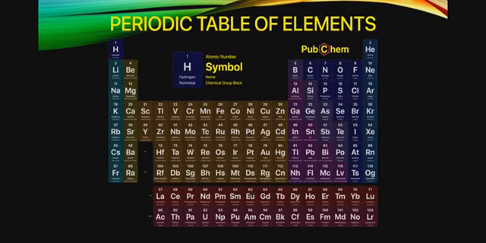So, this is the periodic table of elements, updated with nihonium, flerovium, moscovium, livermorium, tennessine, and oganesson. This is the periodic table. Halogens and alkali metals react aggressively.